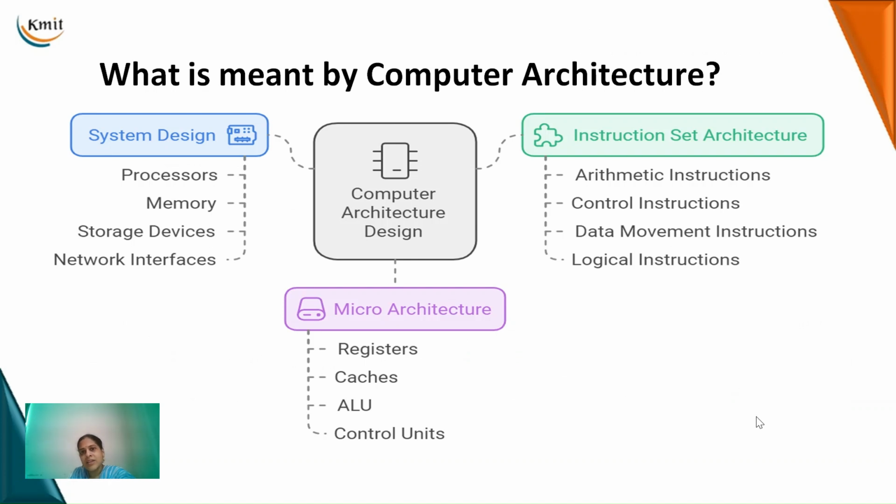Similarly, for the instruction set architecture, you have to be concerned about the different types of instructions that are used in the computer, like arithmetic instructions, control instructions, data transfer instructions, and logical instructions. All these have to be taken into account. And it should also consider the microarchitecture, like how your registers should be, the cache memory, ALU, and control units. The design has to be done based on all three: system design, microarchitecture, and instruction set architecture.